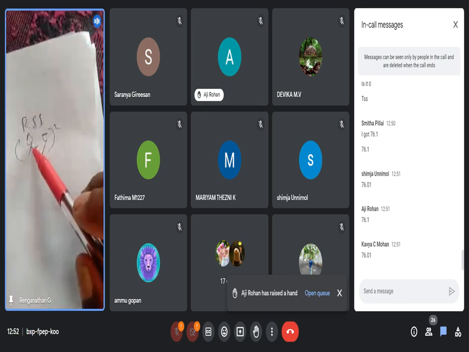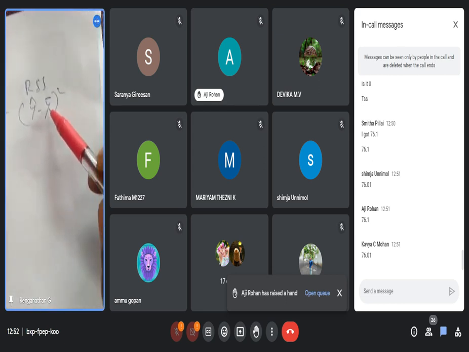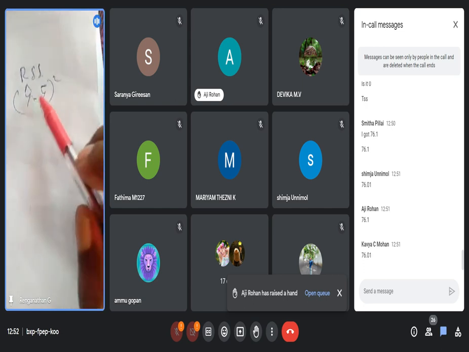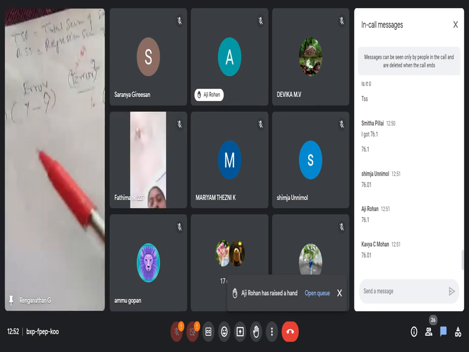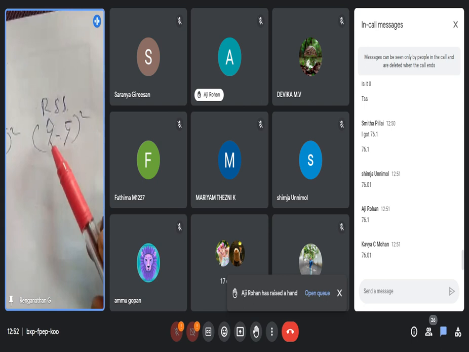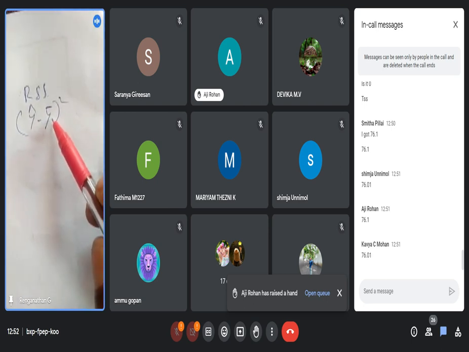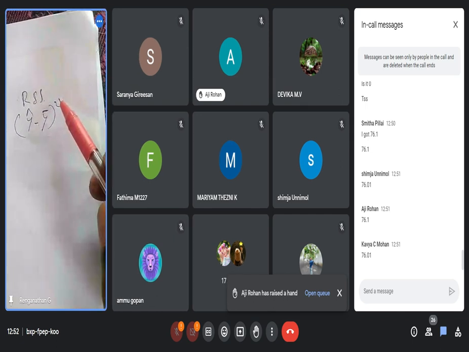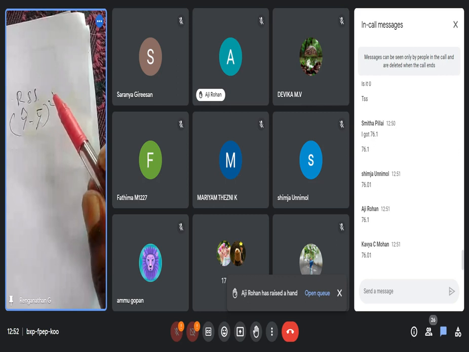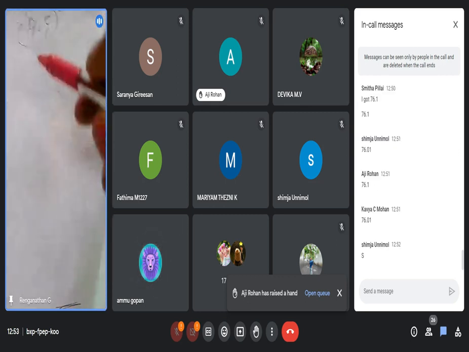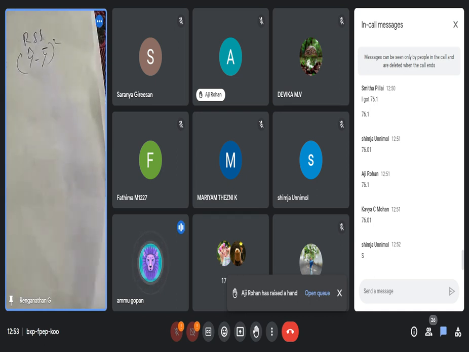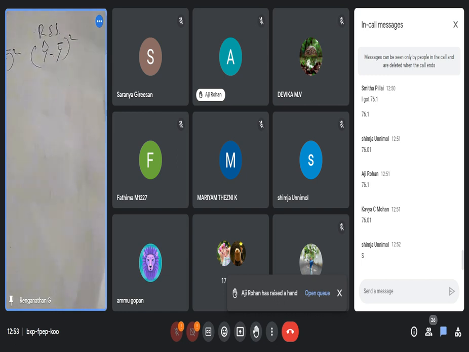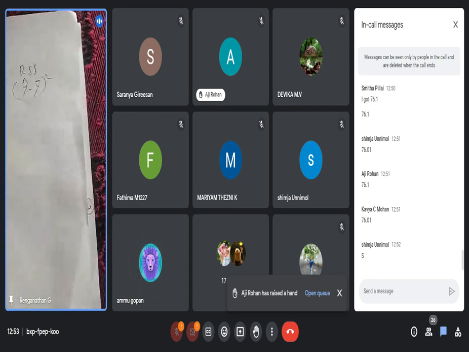That y cap value should be deducted from y mean. Y mean is 4.3. All y means are 4.3, and then take the square. That means from every y cap value, the mean should be deducted and then the value squared. Understood? Any question? If understood, complete this column and show me the total. Y cap minus y mean, the whole square. Show me the total of that column.